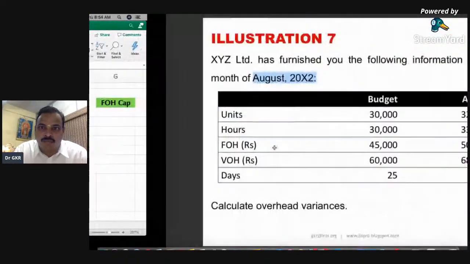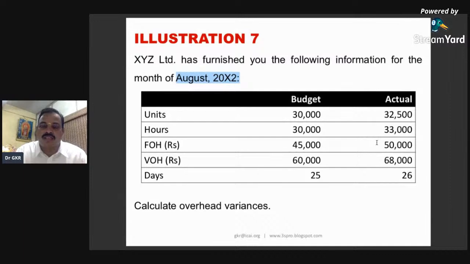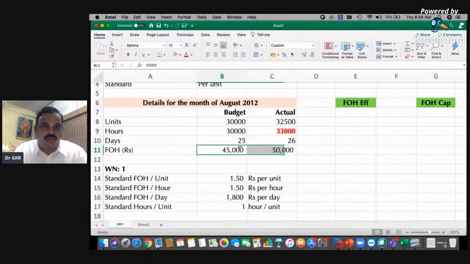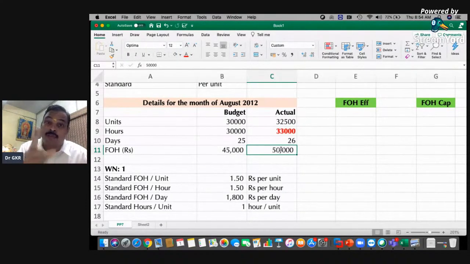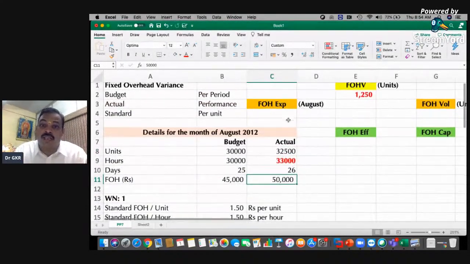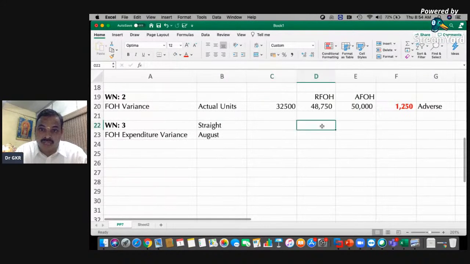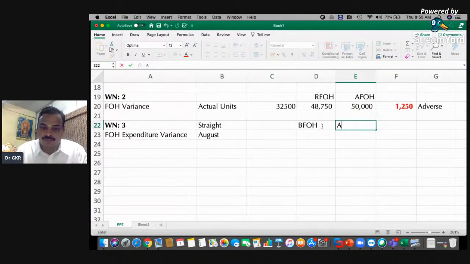By looking at the question, 45 and 50, that's all. Instead of spending 45,000 for the month of August, you have spent 50. So you have spent an extra 5,000. Naturally, it is 5,000 adverse. So here you will call this budgeted fixed overhead and actual fixed overhead.